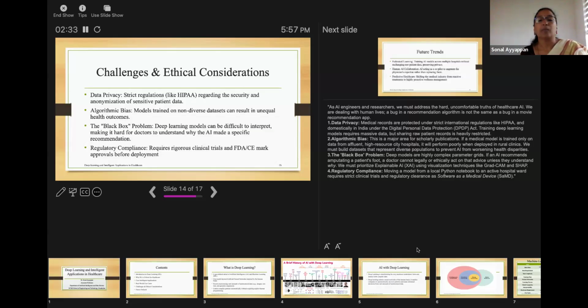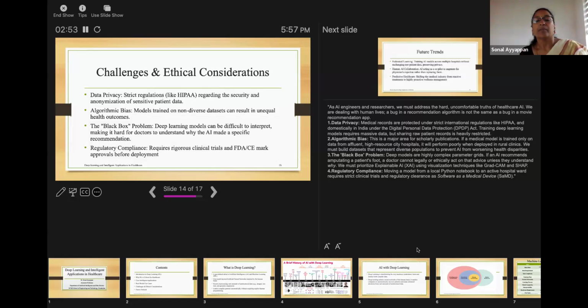Now, next is the black box problem. The black box problem comes up in deep models, which have highly complex parameter grids. If an AI recommends amputating a patient's foot, a doctor cannot legally or ethically act on that advice unless they understand why we are doing this.